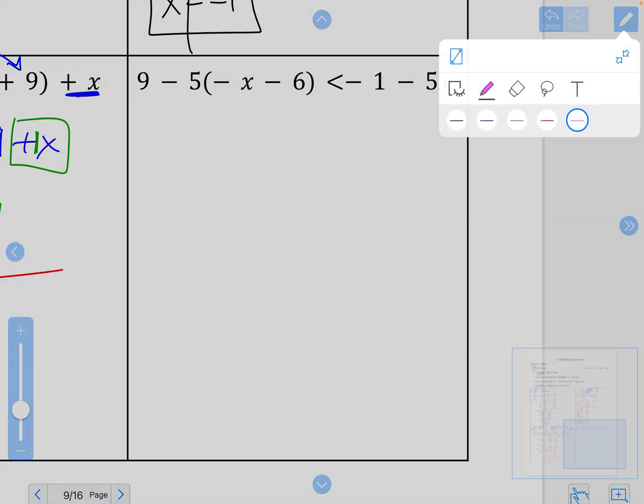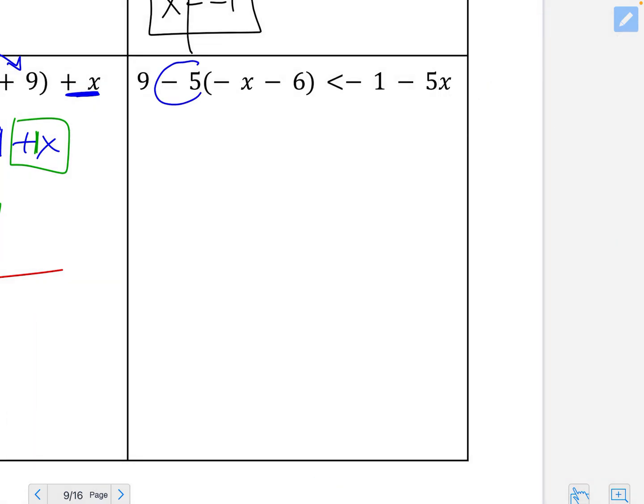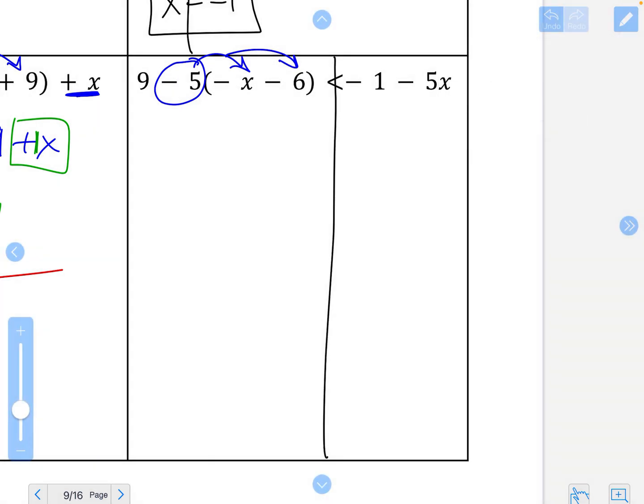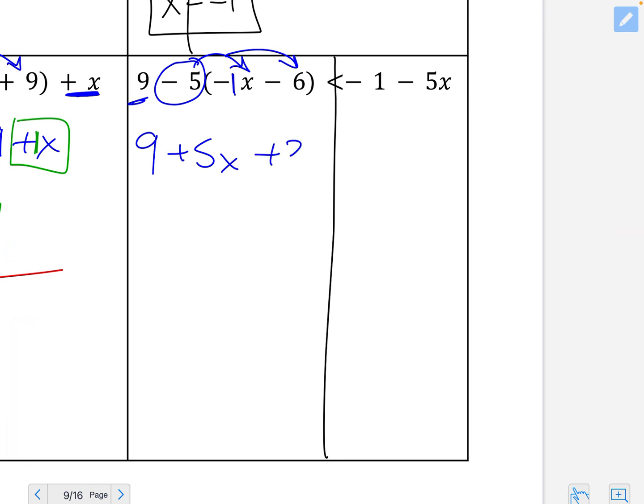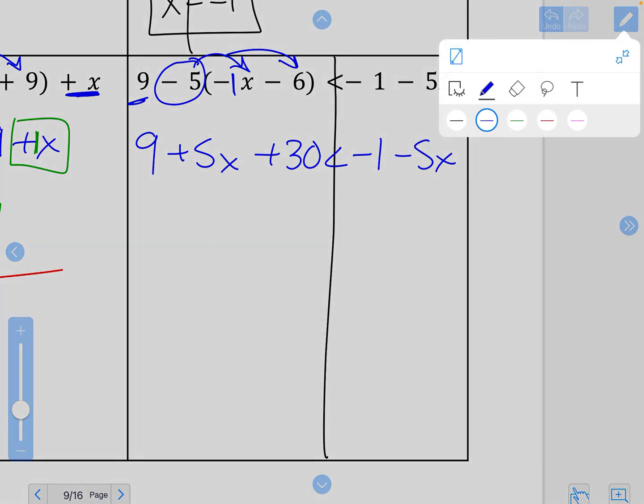And again, same thing here. We need to distribute the number and its sign next to the parentheses all the way through our problem. We cannot forget this 9 here, so I'm going to write it down first. A -5 times a -1x is going to be a positive 5x. A -5 times a -6 is going to be a positive 30. And then we're just going to write down everything else on the other side.